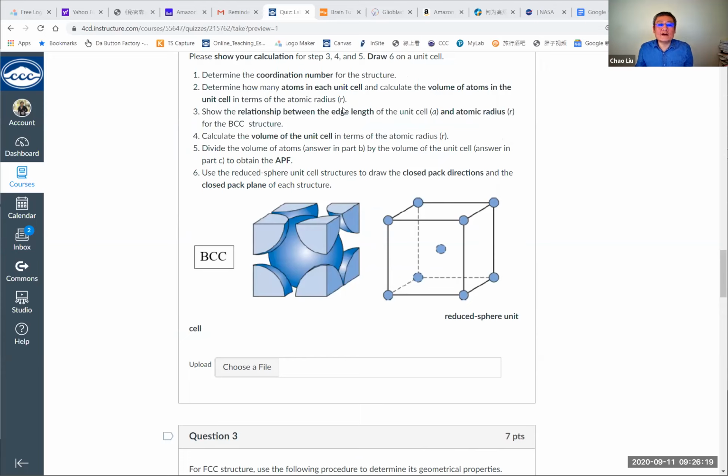So you find those things, then you can find the APF, which we defined previously. It's just the ratio of the volume of the atoms inside of the unit cell to the volume of the unit cell. So you can find the ratio, which is the APF. The last one here, number 6, you have to use this one to show where the most packed direction and the most packed plane are.